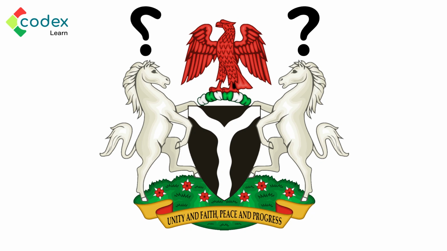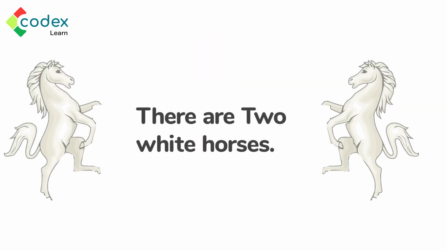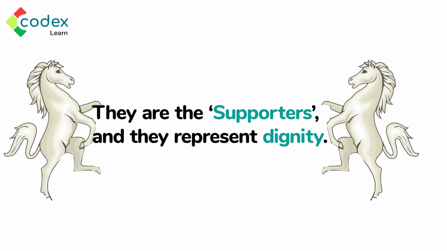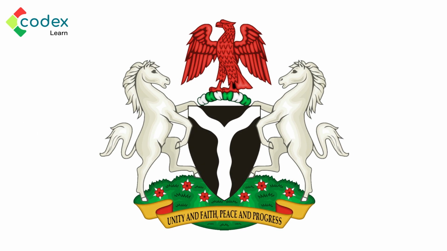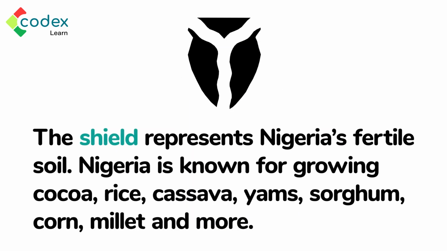Coat of arms with arrow pointing at horses. Can we see the two animals on there? Yes, there are two white horses. They are the supporters and they represent dignity. Next, we have the black shield. The shield represents Nigeria's fertile soil.